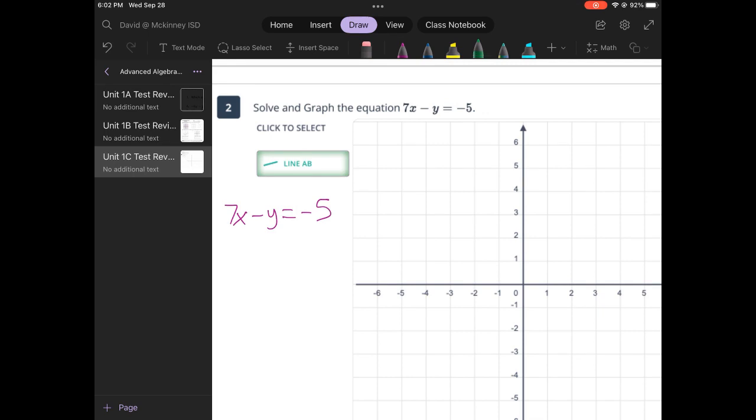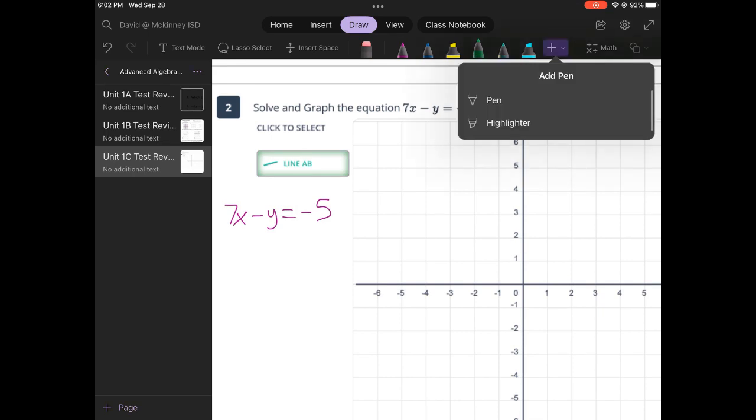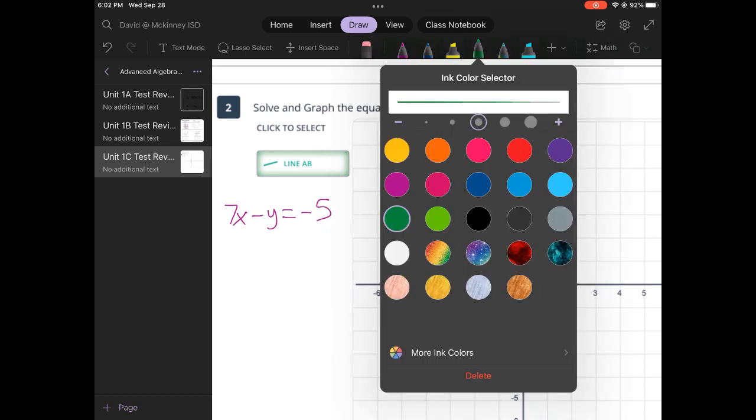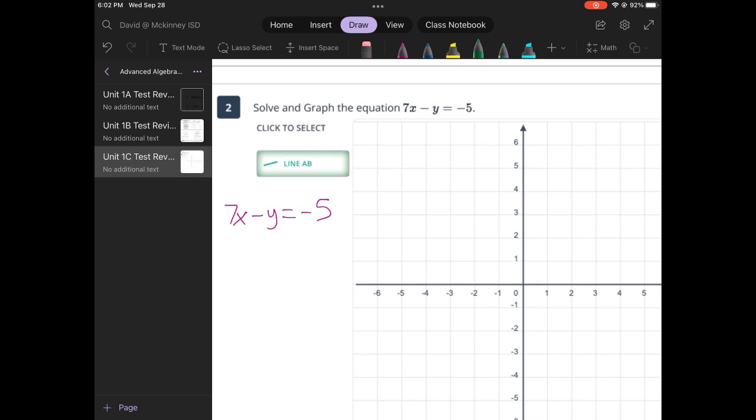This skill, solving for y, is the most important skill for this entire test. If you can't do this, you probably won't pass the test. If you can do this, you probably will pass the test. It's that vital. I start by moving the x term. Since the x term is positive, I subtract it, minus 7x to both sides. When I bring down my y, it's important that I remember I'm bringing down a negative y. Then I write minus 5 minus 7x.